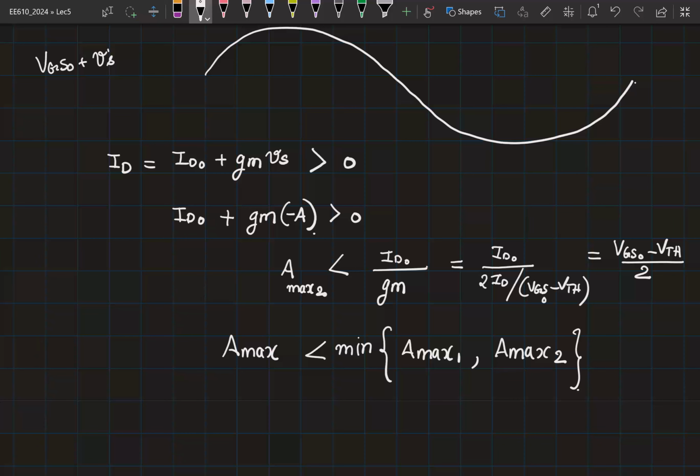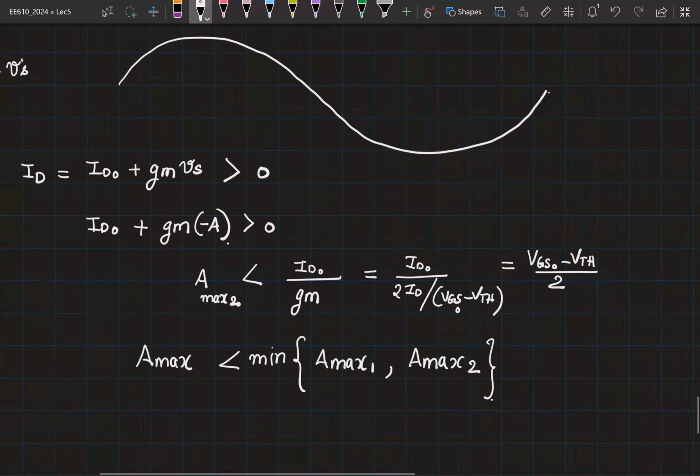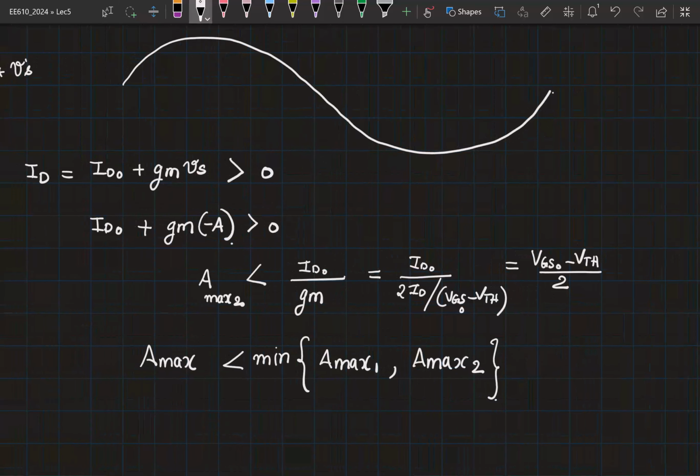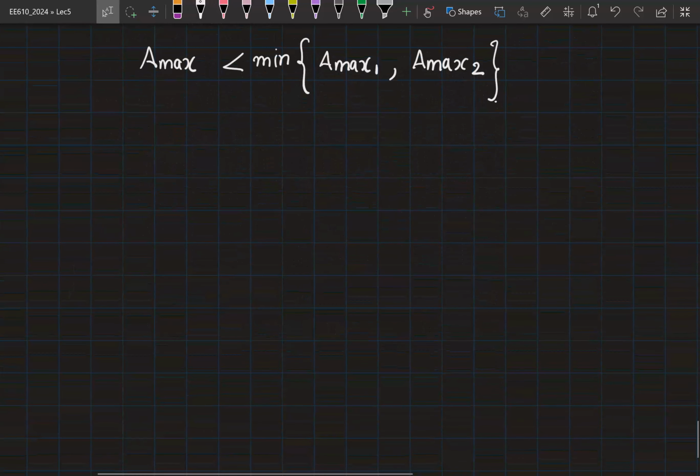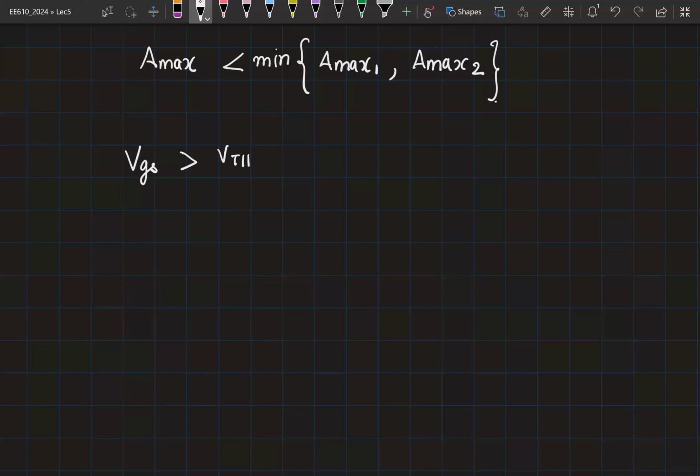So far okay? Now let me ask you a question. We said that A max 2 has to be smaller than VGS0 minus VTH by 2. If it became greater than this, then the transistor is entering cutoff. Is that statement right? What is the condition for cutoff? Your total VGS should be greater than VTH, right? What is the total VGS?